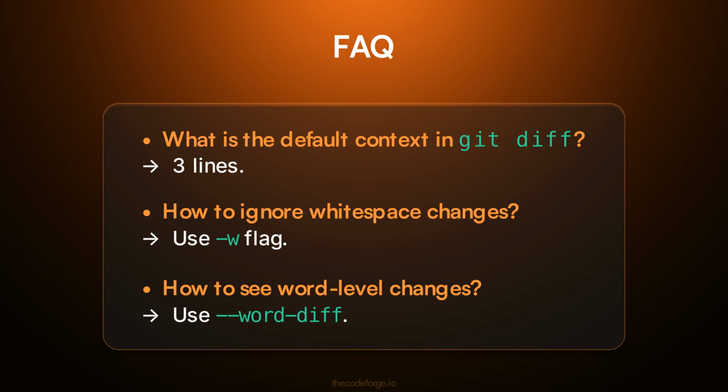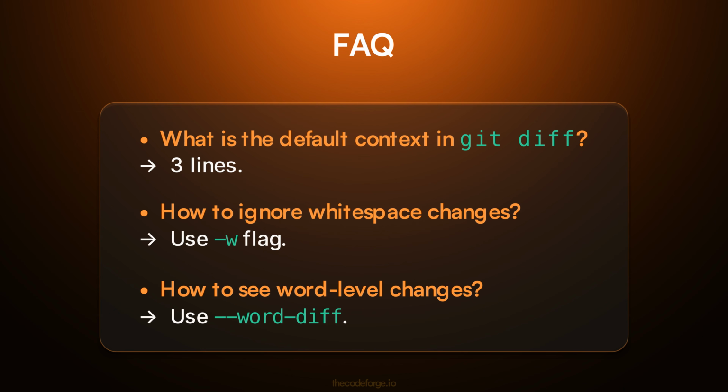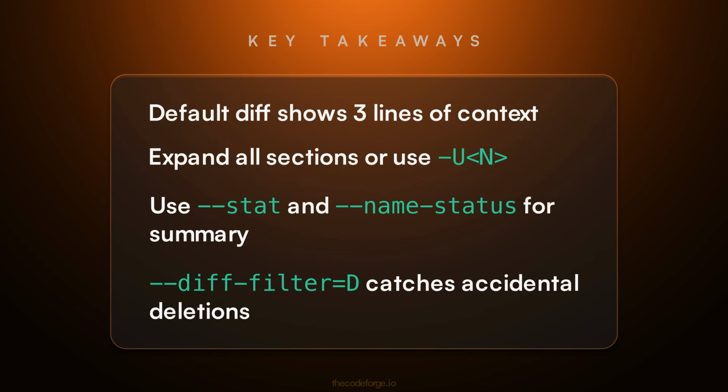And a few frequently asked questions. What is the default context in git diff? 3 lines. How to ignore whitespace changes? Use the -w flag. How to see word-level changes? Use --word-diff.